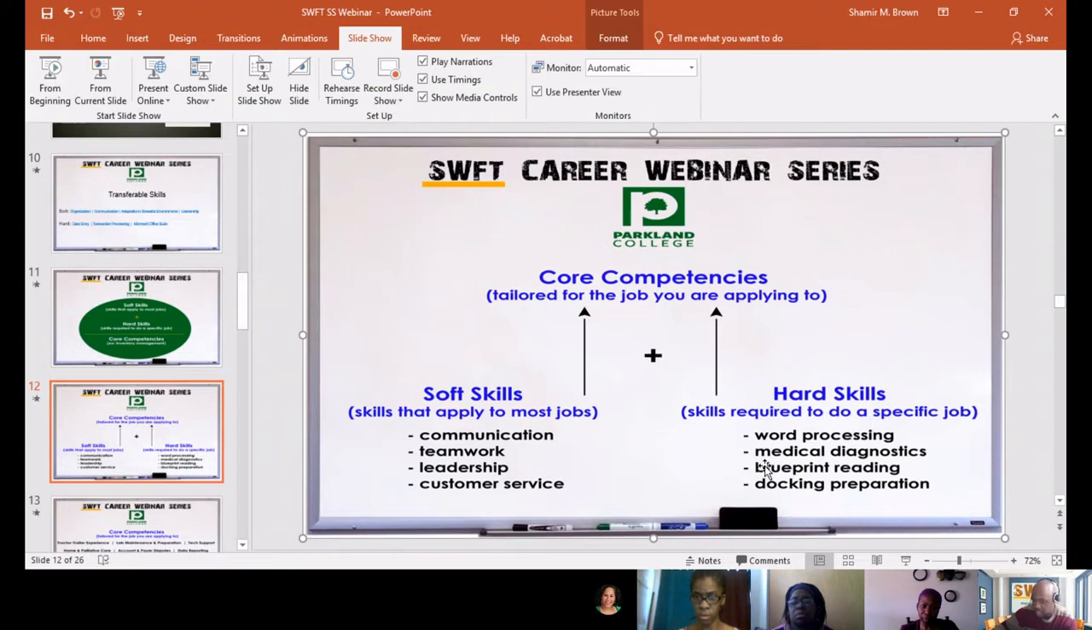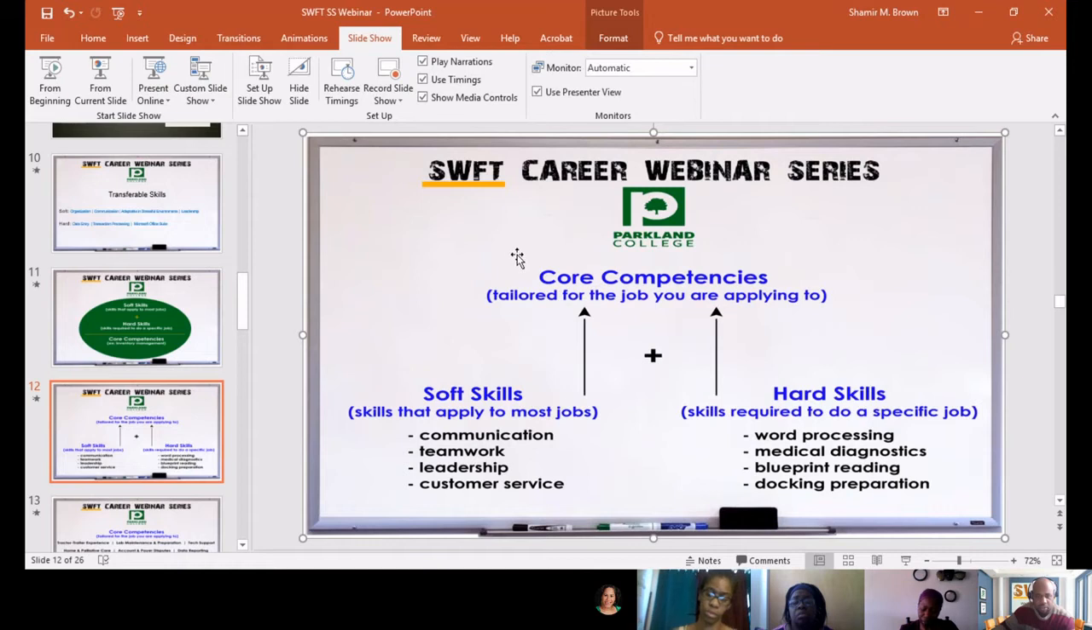So, for example, they may have purchased a product from the company that you are representing. You combine your two skills, customer service and blueprint reading, and your core competency would be the ability to provide technical support, which on a resume you would list as technical support. And that's how you essentially combine soft and hard skills together to come up with core competencies.